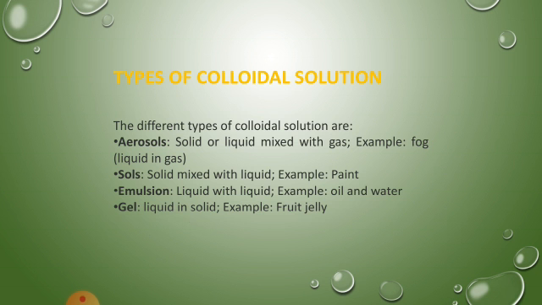Okay, then types of colloidal solution. Different types of colloidal solutions are there. First one is aerosol: solid or liquid mixed with gas. For example, fog. Then sol: solids mixed with liquid. For example, paint. The next one is emulsion: liquid with liquid, for example oil and water. Gel: liquid in solid, for example fruit jelly.